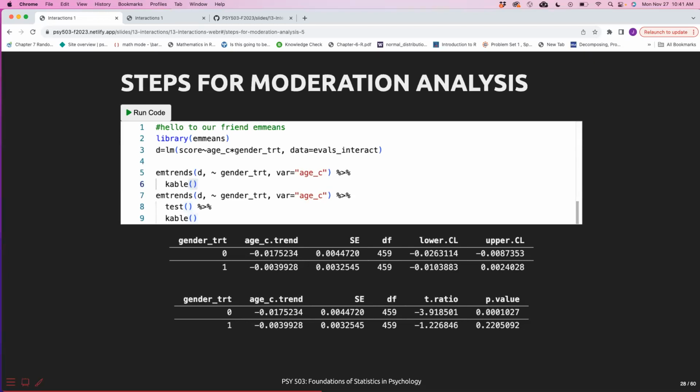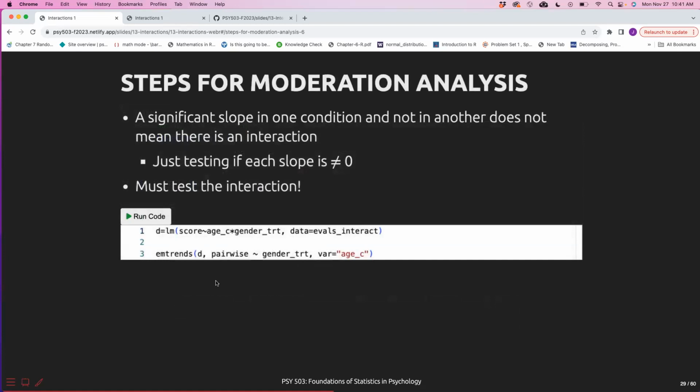So again, this is where our interaction is coming from, right? But we need to be really, really careful here. Just because there is a significant slope in one condition, but not in the other, does not mean there's going to be an interaction. This happens a lot, too much, where individuals will say there's a significant effect in this condition, but not in this condition, so there's an interaction. You must test the interaction effect.